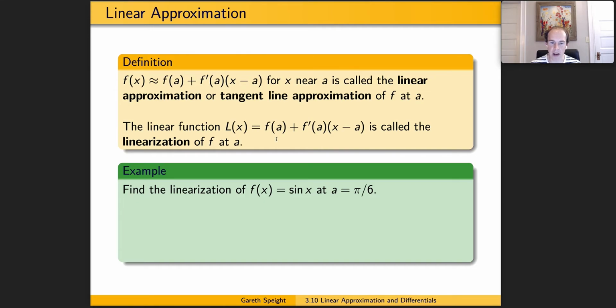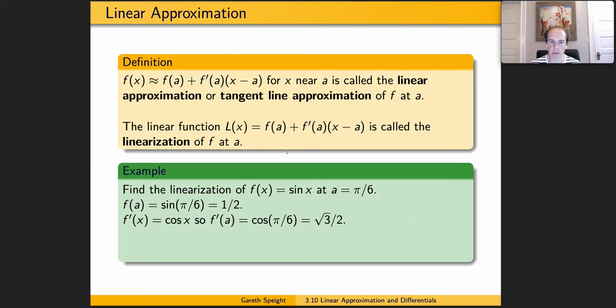So we have to compute f of a. So we have sine pi over 6, that's going to be a half. And then we have to compute f prime of pi over 6. So if f of x is sine x, f prime of x is cosine x, we sub in pi over 6, we get f prime of a is cosine pi over 6, which is root 3 over 2.